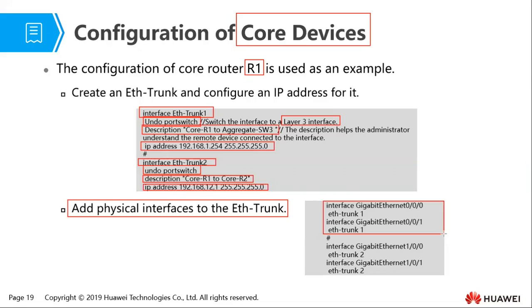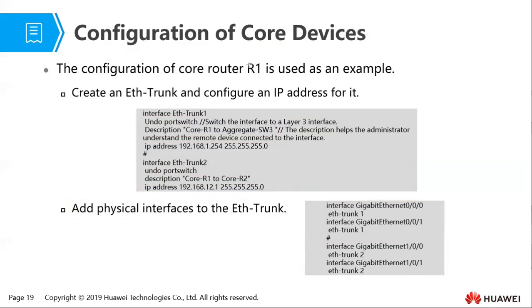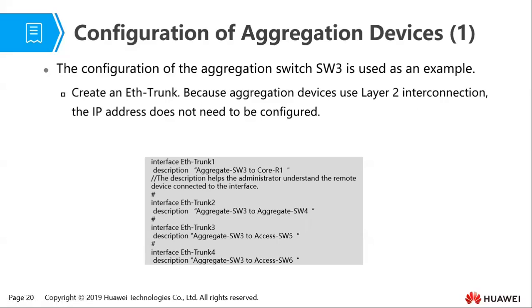0/0/0 into Eth-Trunk 1, 0/0/1 into Eth-Trunk 1. This is the one that is connecting to the switch, to SW3. Then these are the interfaces that are connecting to the other router, router 2. So we add them to Eth-Trunk 2, like that. Okay, so that's the example. They're not going to show us R2 because it's just the same thing.